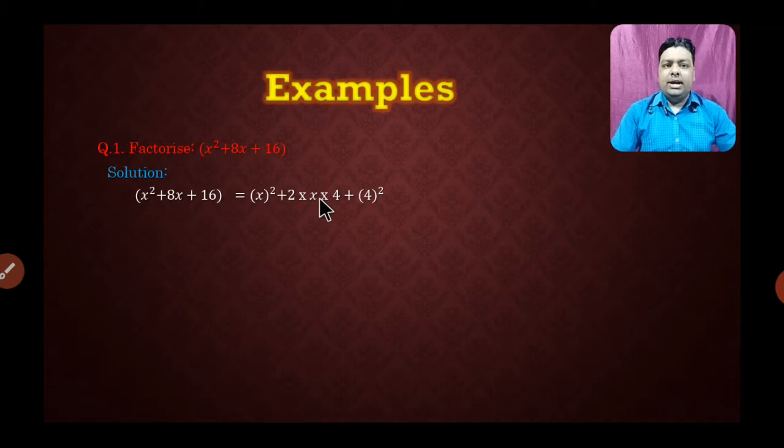It means we can arrange it in the form of (a + b) whole square. It means we can write (x + 4) whole square. Now it is our answer. Simple. Okay. Now let's see another question.